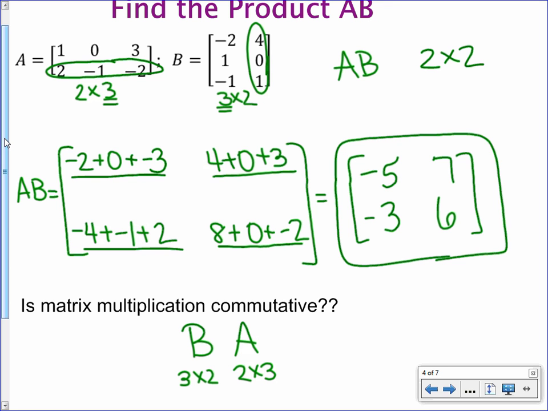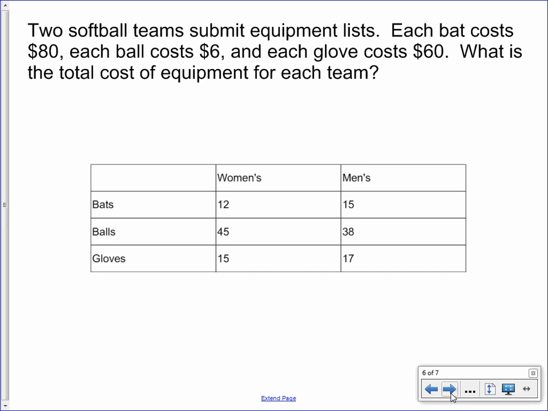Now, can you check it with your calculator? Yeah. You can enter in matrix A, enter in matrix B, and then you can call up A times call up B. If you want to check your multiplication, especially on those even problems, that would be good calculator practice. Okay. Now I do want to talk about a word problem, because we can use matrices to help us out. So 2 softball teams submit equipment lists. Each bat is $80, each ball is $6, and each glove is $60. What's the total cost of equipment for each team? Now I know that you can figure this out without a matrix. I know. Okay? But let's just use the matrix and multiplication to help us out.